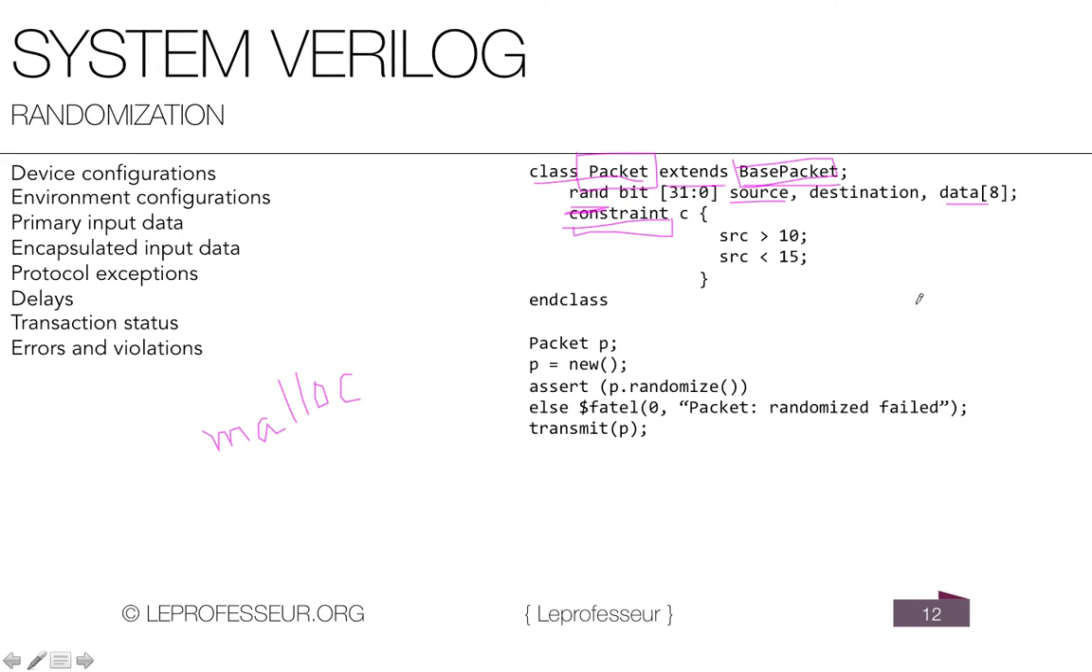Now assert p dot randomize. So as soon as you have invoked the randomize method on object P, it will generate an object with a random value of SRC in between 10, 15 and other randomized data values as well. Assert is the assertion. What if your randomization fails? That will give you the error if randomization fails. It's a good practice to write assertions when you do randomization, because not every time you get a randomized packet. So you will come to know that for this kind of scenario I did not get a randomized packet, and it's been recorded, you can read the report. Easy.